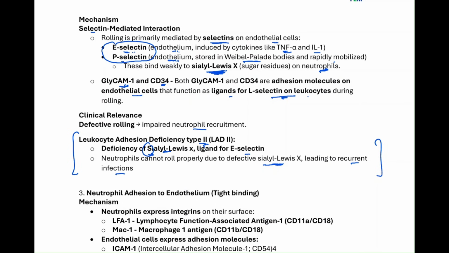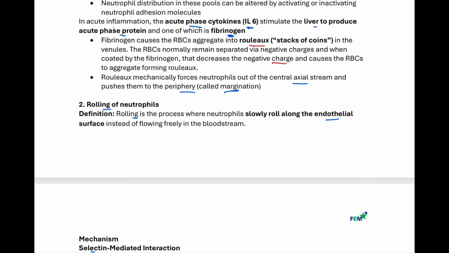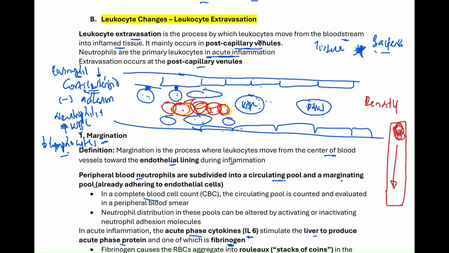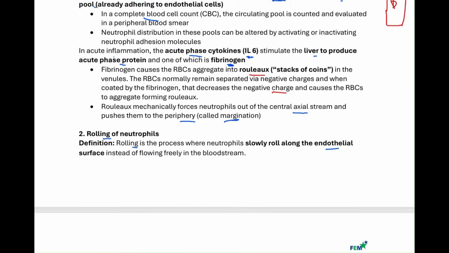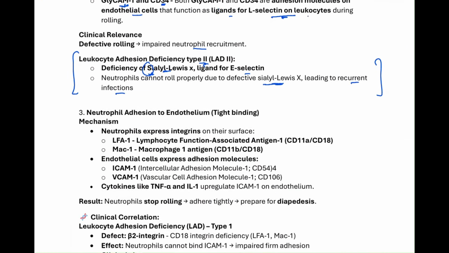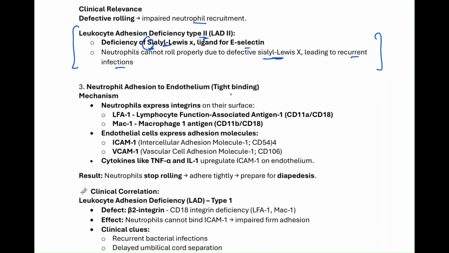So now let's say no problem. Let's say rolling was able to occur. So it's able to roll. So our white blood cell is able to roll to the wall of the blood vessel. So now after rolling, what's going to be the next step? Now that they are at the periphery, the next step is going to be tight binding. So they have to bind to the wall. So neutrophil adhesion to endothelium.